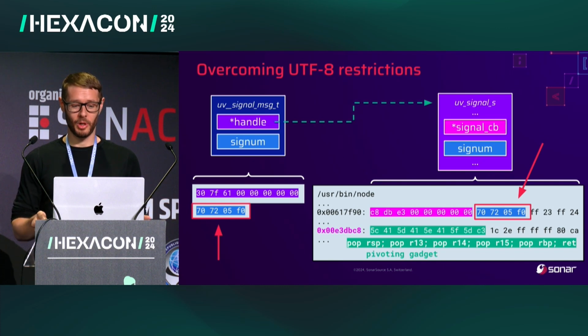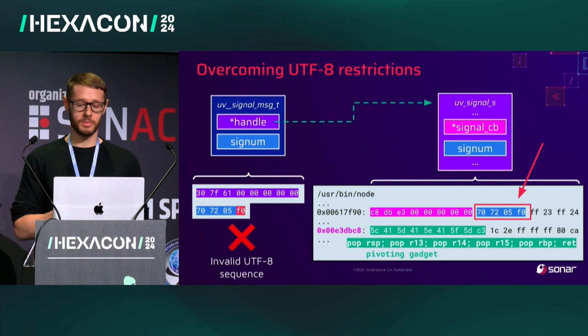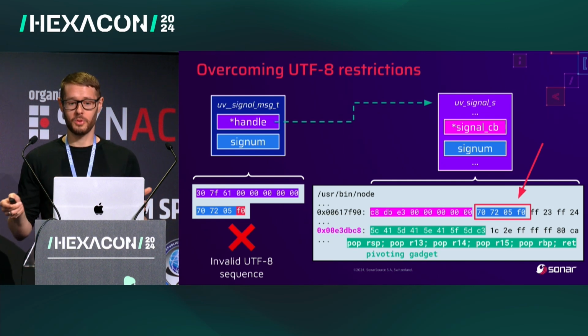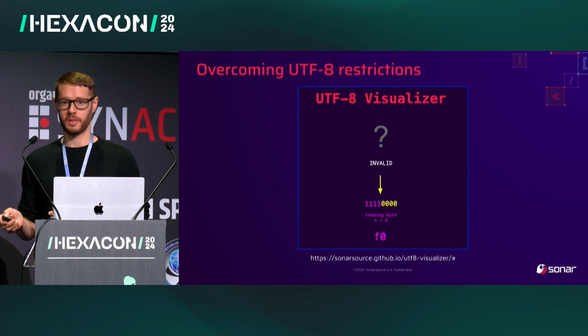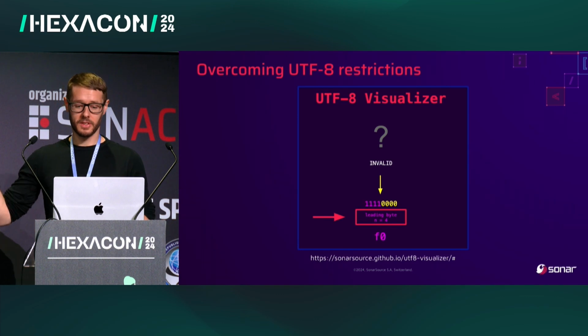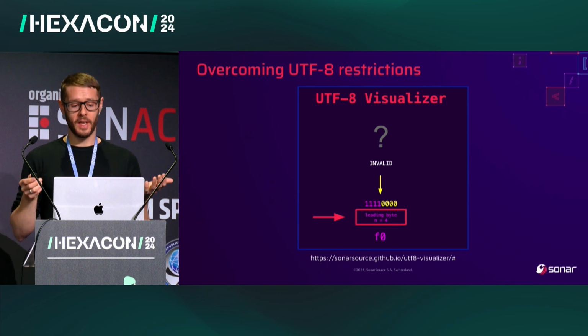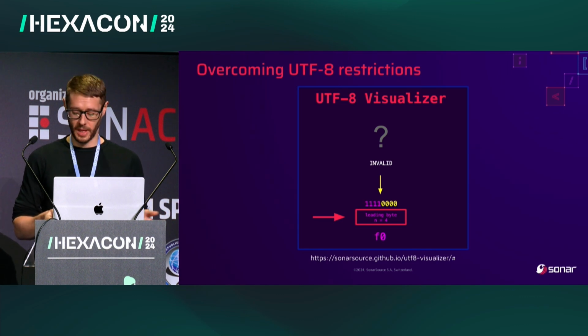However, there is another problem here. The last byte of the signal value is hex F0, which is not valid UTF-8. If we try to write this byte via the file write vulnerability, it's replaced with a replacement character, and the signum value check fails. So what can we do about this? If we enter hex F0 in this UTF-8 visualizer, which can be found on our GitHub page, we can see that this byte introduces a 4-byte UTF-8 sequence. Here it says that this is a leading byte for a 4-byte sequence. So the UTF-8 parser just expects 3 continuation bytes following this byte.